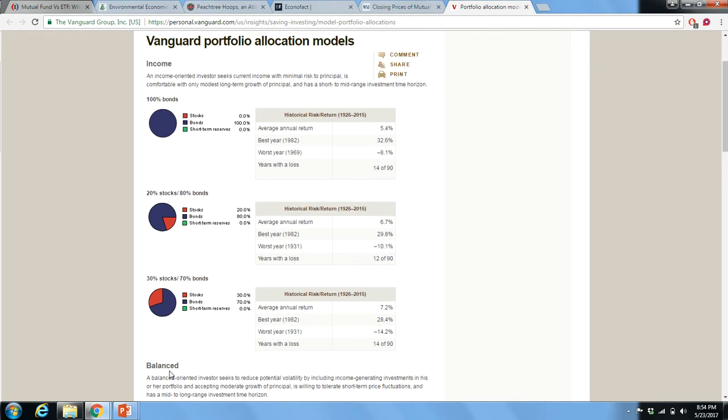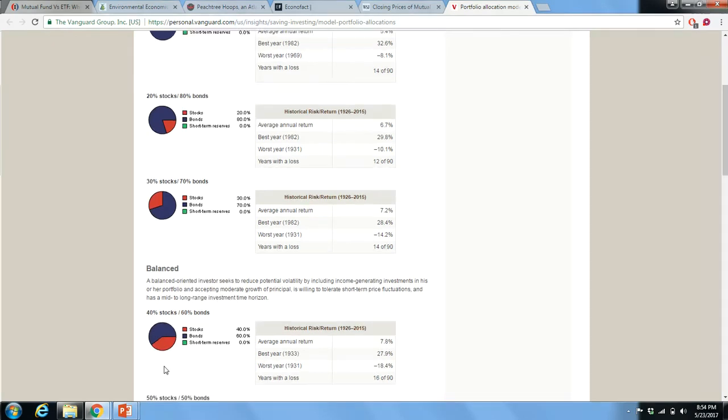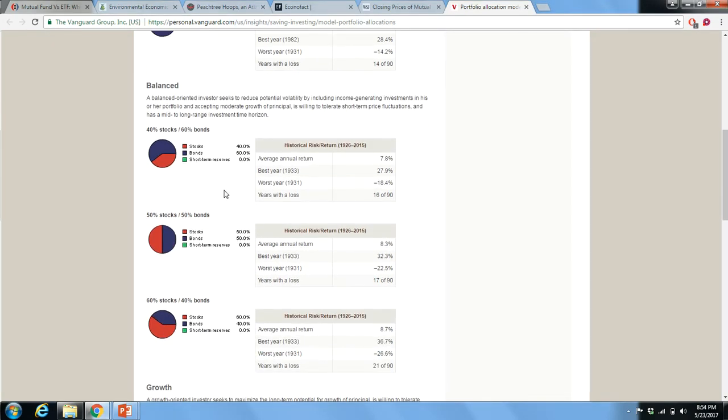Then the next type we have is a balanced one. Just like it sounds, you balance the amount of stocks and bonds you have. Typically, these are going to hold about 30 to 40% bonds. And the idea here is you're not a very risky investor, but you want some growth with the stocks. So you're going to tolerate some volatility in your investment, but balance it out with a healthy dose of bonds. And so down here, we see a 40-60 stocks and bonds fund, a 50-50, and a 60-40 stocks and bonds fund.